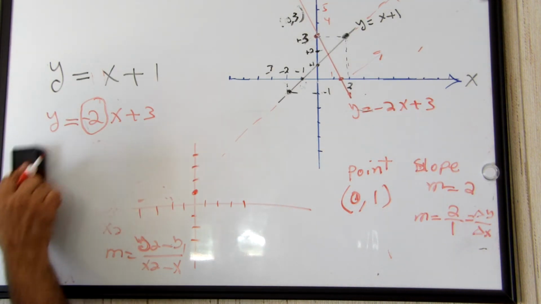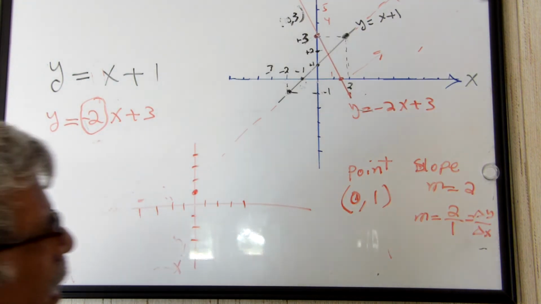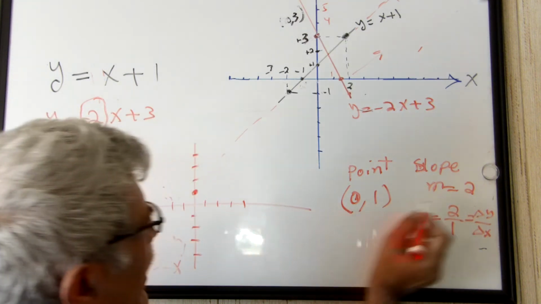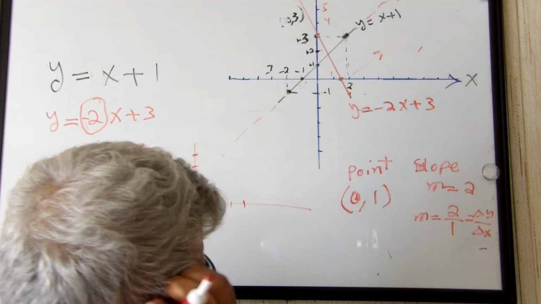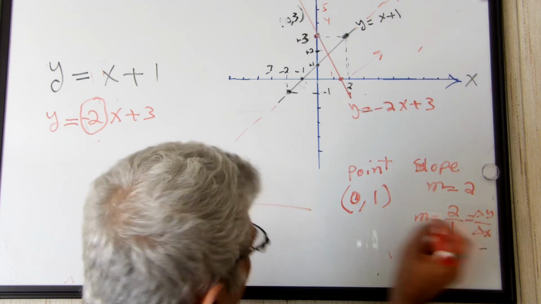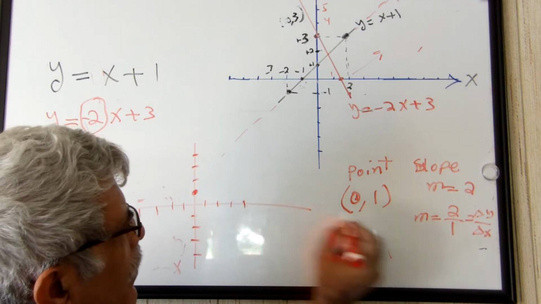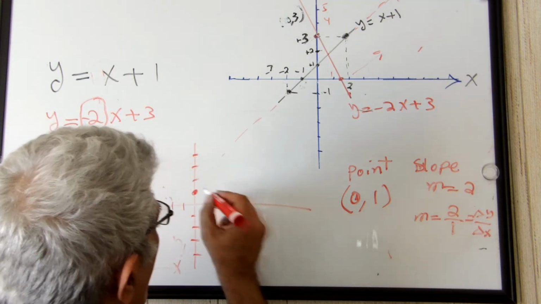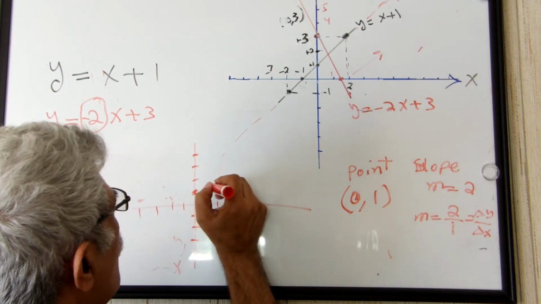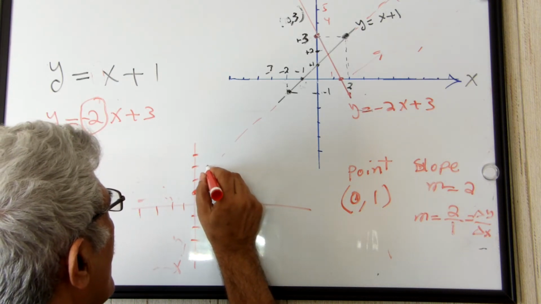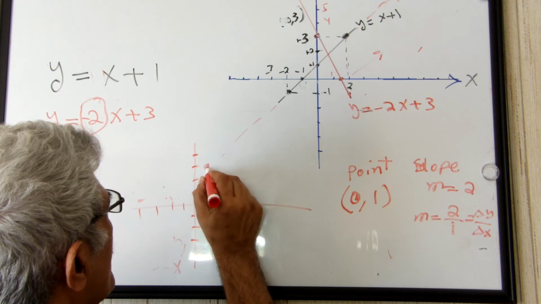Now let's finish this one. If you have this point and a slope, you can say what it means. It means for 2 in y, for 1 in x. For 1 in x, we go forward. For 2 in y, we go upward. So the next point is going to be this one.